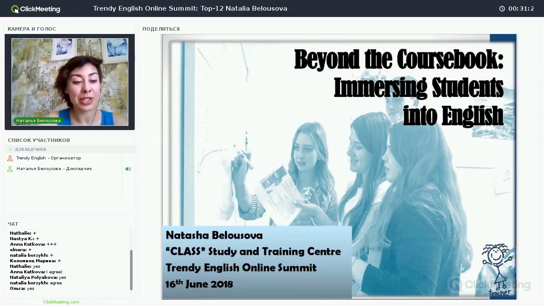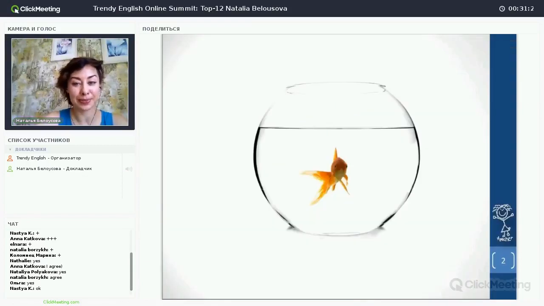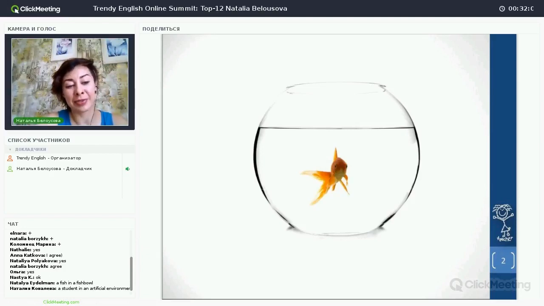All right, so the first question I'd like to ask you is, what do you think this is on the slide? What is it? I'm going to wait a bit for your answers. Yes, it's a fish in a fishbowl, exactly. Do you know why it's here? And what it means? Any thoughts? Yes, thank you very much for this.